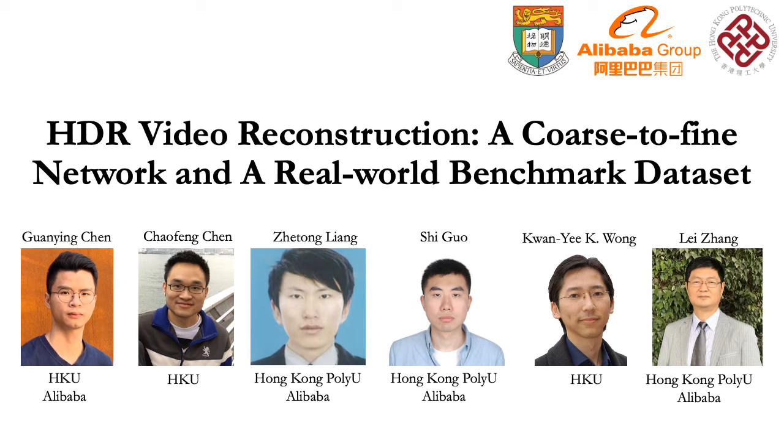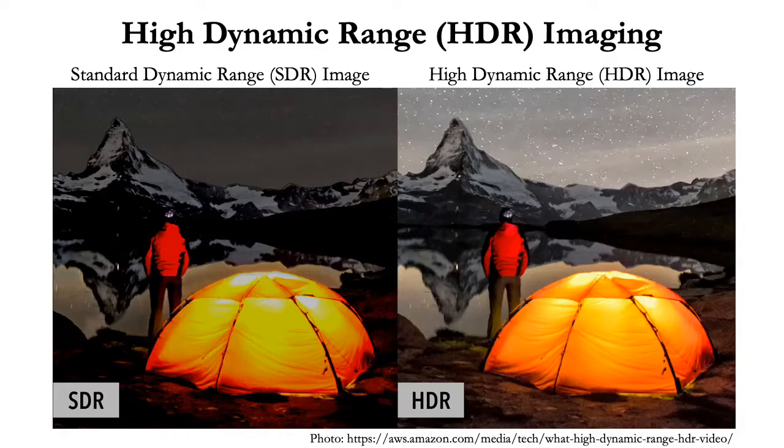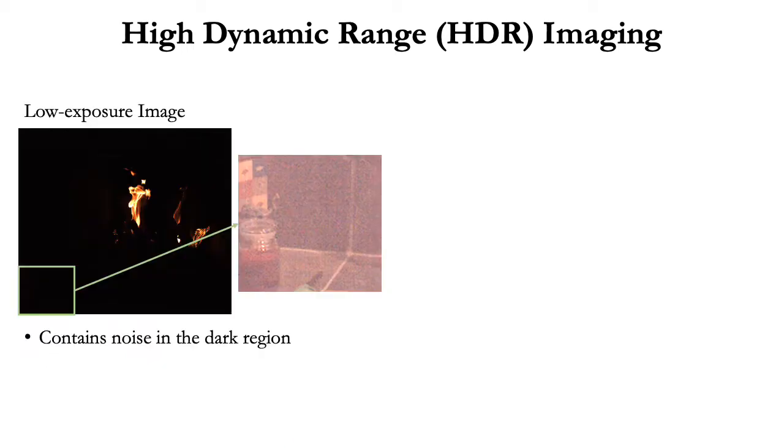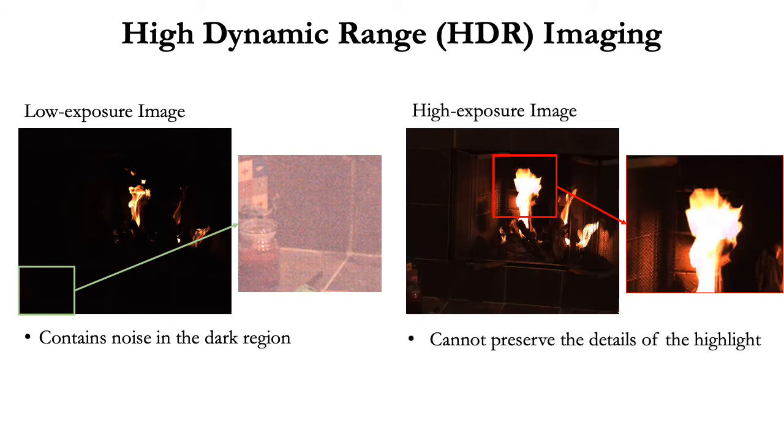We present our work titled HDR Video Reconstruction, a coarse-to-fine network and a real-world benchmark dataset. Compared with standard dynamic range images, high dynamic range images can better reflect the visual details of a scene in both bright and dark regions. However, due to the limited dynamic range of the sensor, a single exposure cannot capture the full details of a high dynamic scene. A low exposure image contains noise in the dark region, while a high exposure image cannot preserve the details of the highlight.